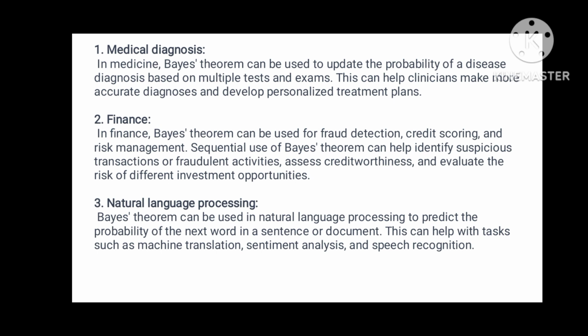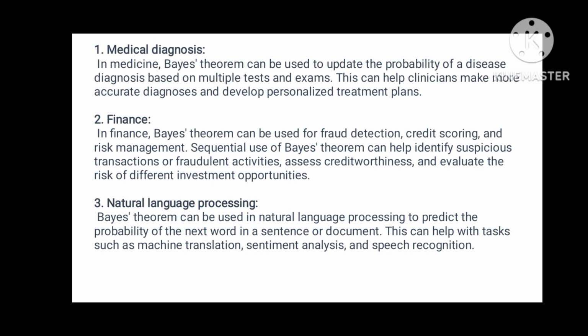Another is finance. In finance we also see many frauds. To detect fraud, and for credit scoring and risk management, we use sequential Bayesian. Another thing is suspicious transactions: what kind of transactions are going on? If there are some suspicious cases, to find them out sequential Bayesian is also used.